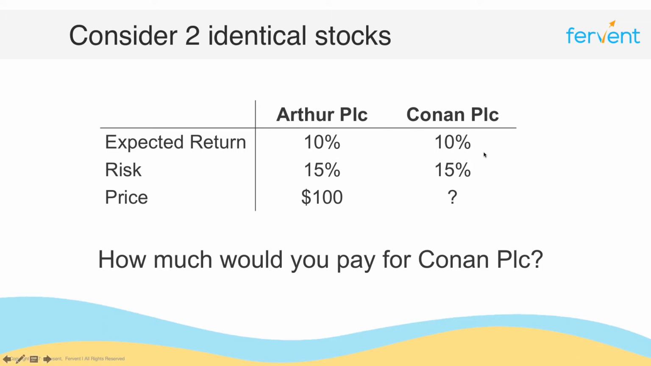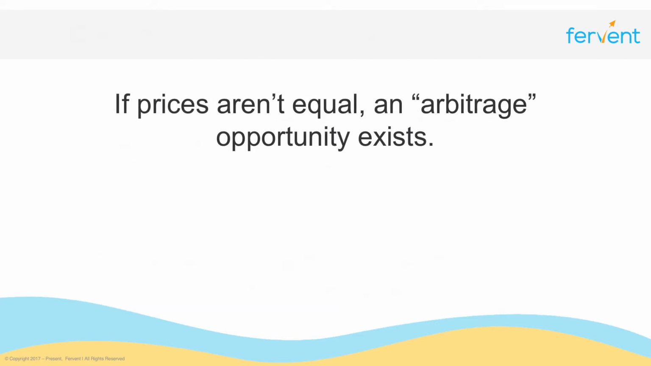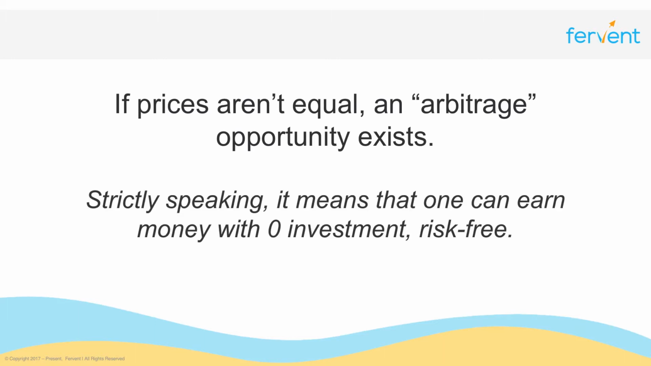Hopefully you did that, and what you likely thought was that given that these two stocks are identical and they have exactly the same payoffs, the expected returns, and exactly the same risk, they should be trading at identical prices. In other words, you should be willing to pay no more than $100 for Conan plc because the stocks are completely identical and so their prices must be identical as well. This is ultimately because of the law of one price. If it doesn't hold, so if the prices aren't equal, then an arbitrage opportunity exists. And what that means is that you can earn guaranteed money risk-free with zero investment. It's like everyone's dream. And to see how this would work, consider this scenario.